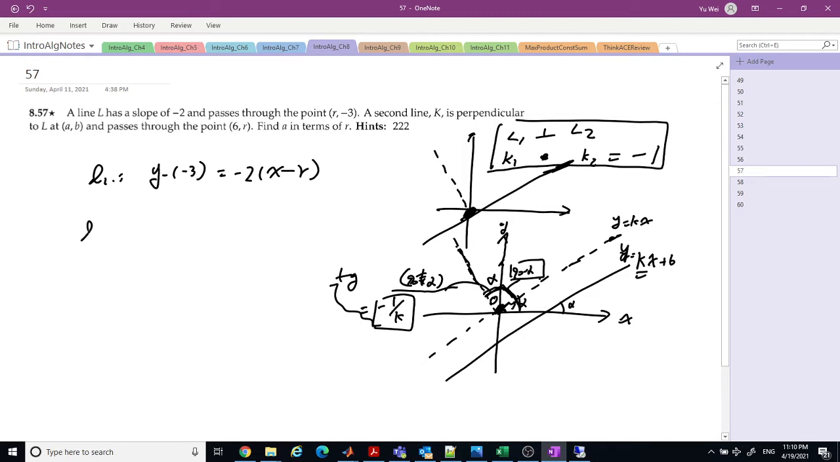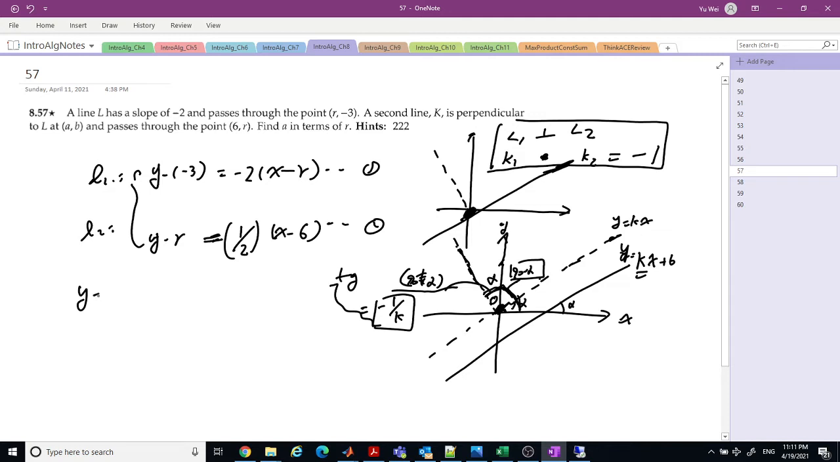So that's why for L2, I know its slope is one half, then I can write y minus r equals half of x minus 6. Now because we want to solve for the crossing point, the crossing point satisfies both equation 1 and equation 2. So now we can try to solve it, using replacement.